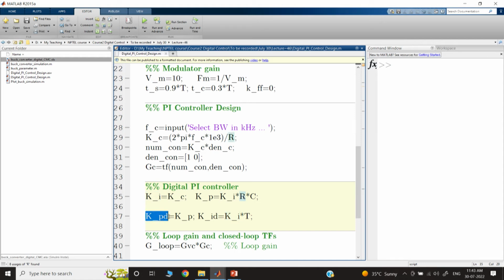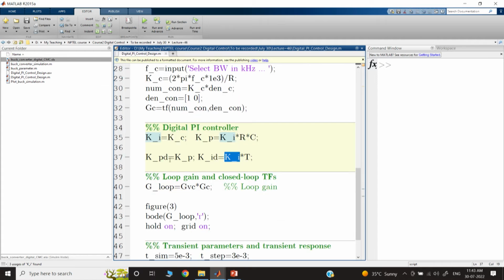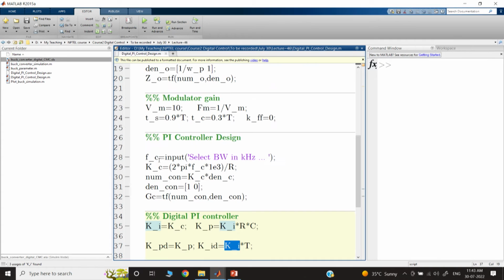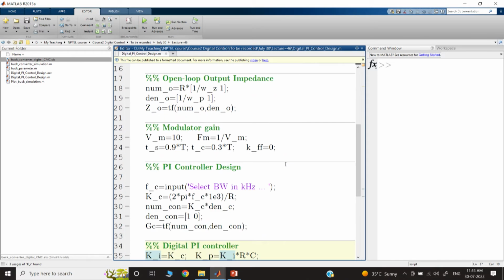The discrete time Kp gain will remain the same as the analog controller proportional gain, but the discrete time integral gain is the continuous time integral gain times the sampling time. These parameters will be set in the digital controller and we want to compare. So, let us first consider, initially, no feed forward of the load current, so it is 0.